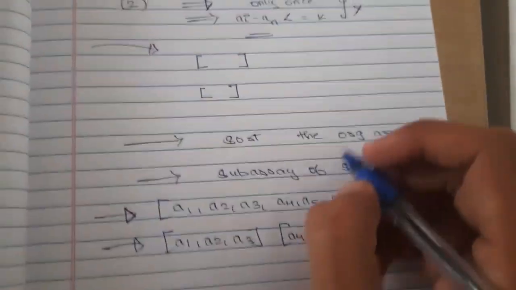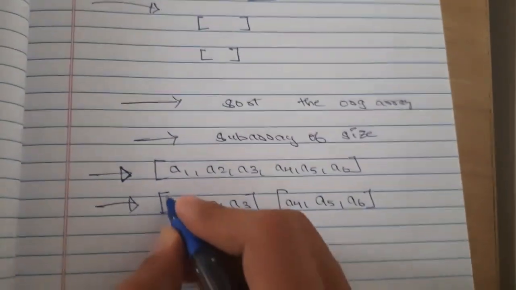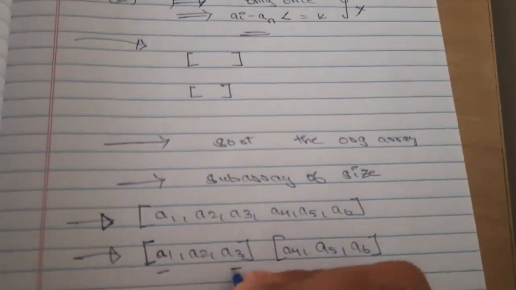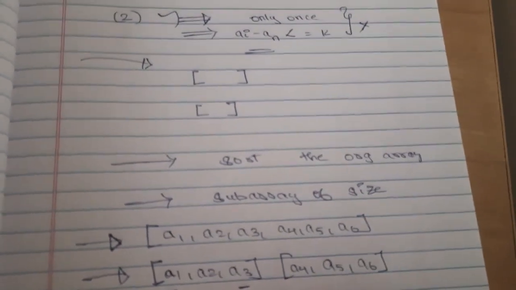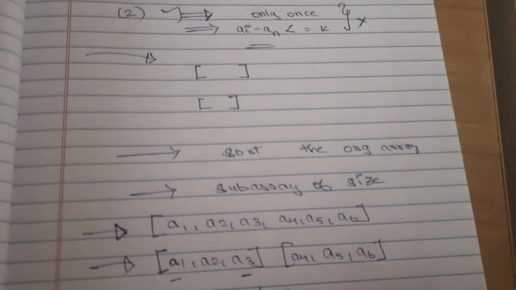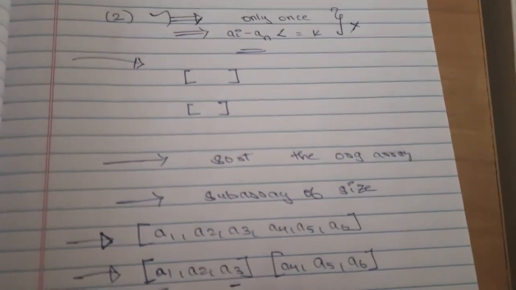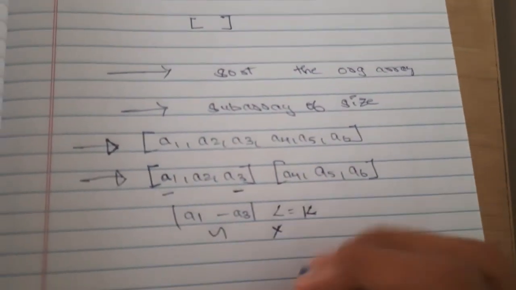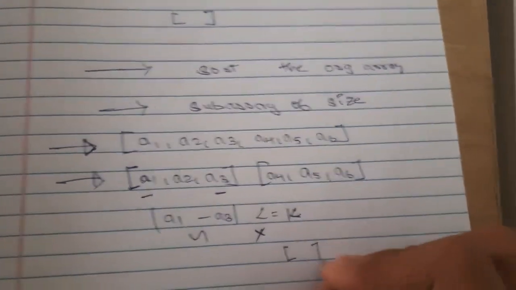So we followed condition 1: each element is present exactly once. And we need to follow condition 2: the difference between any elements should be less than or equal to k. If we take these two elements, the difference should be less than or equal to k. If it is satisfied, we will add it into the final array. If it does not satisfy, we will simply return an empty array.